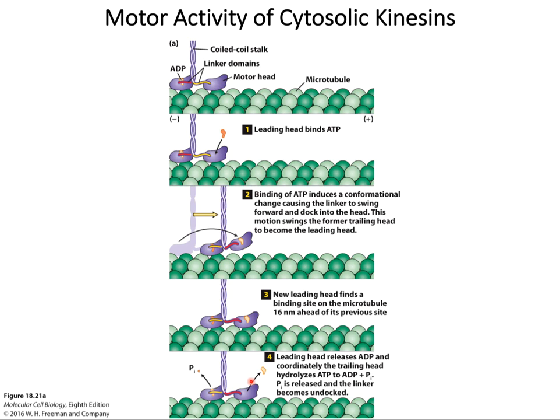In step 3, the leading head binds to the microtubule, and in step 4, the leading head releases the ADP, and since it is not bound to the nucleotide, the interaction of the head and the microtubule is very tight. At the same time, the lagging head hydrolyzes the ATP to ADP, and the cycle continues or repeats again. So this is a very similar way that the myosins walk along the actin. So that was a cytosolic kinesin, and that is all we are going to say about them.